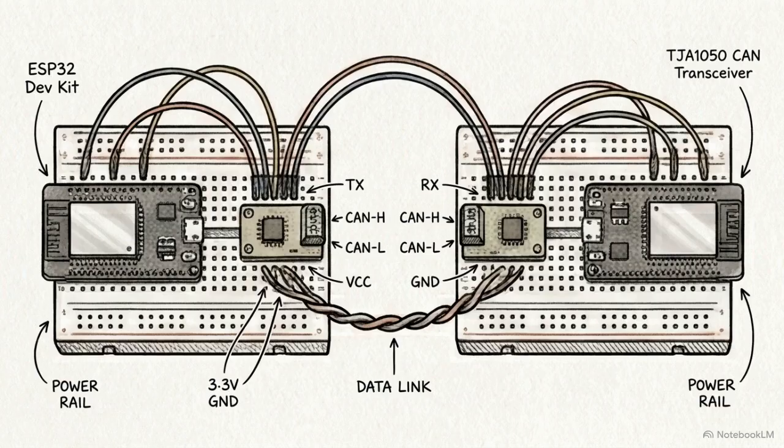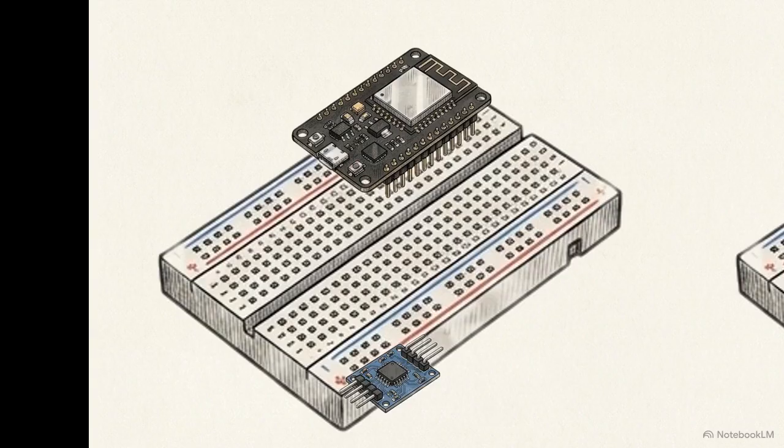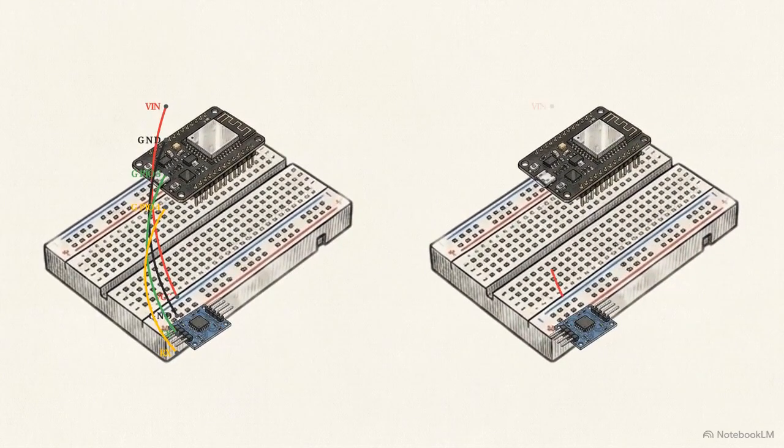Let's set up the hardware. Place your 2 ESP32s and 2 transceivers onto 2 distinct breadboards. On the first board, connect the transceiver's VCC to VIN and ground to ground. Next, link the TX pin to GPIO5 and the RX pin to GPIO4 to establish the logic connection. Repeat those exact connections for the second node.